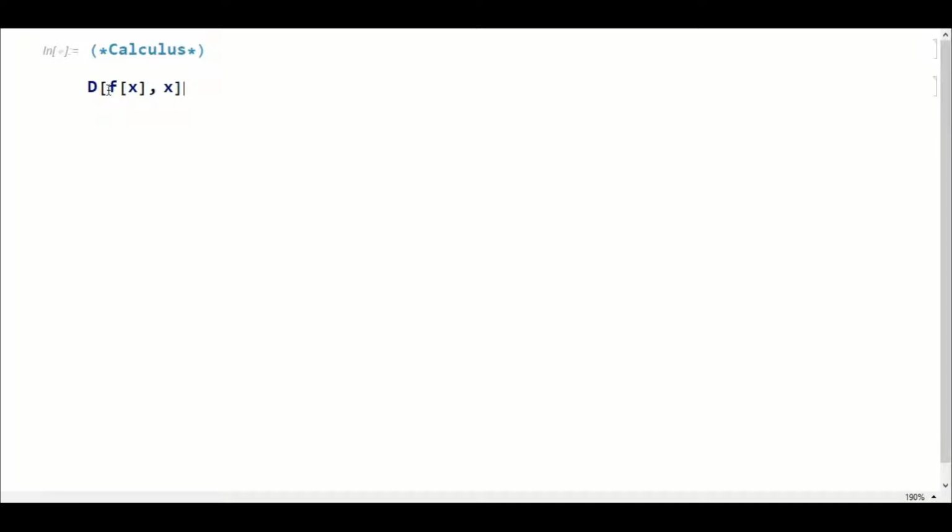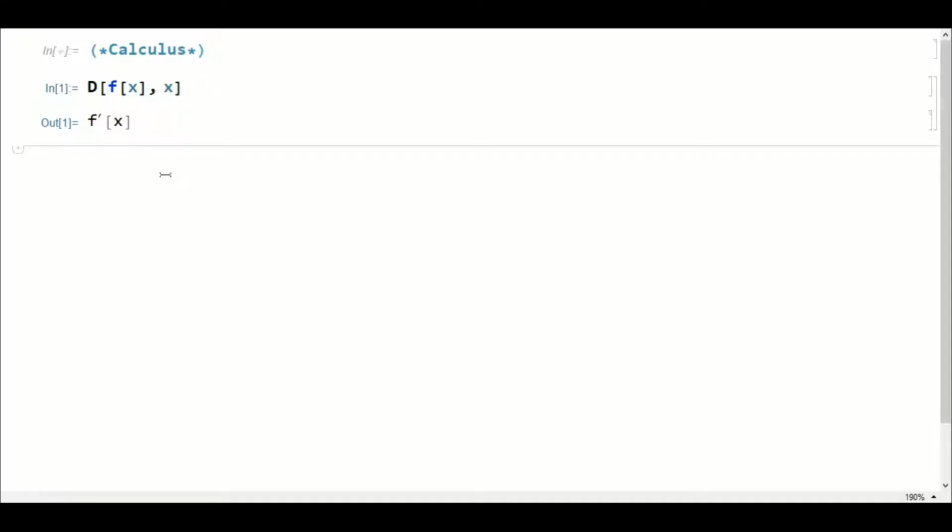Here you write your function, and here you write the variable with respect to which you have to do the differentiation, and this capital D stands for the partial derivative. If I execute this, then I will get f dash of x. So this is what we mean.